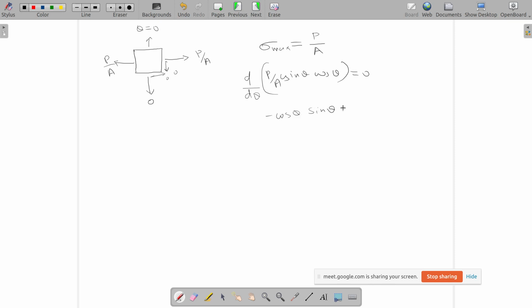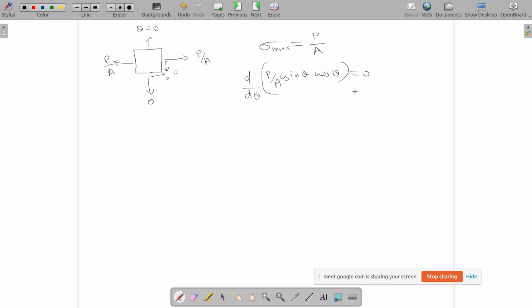There will be two terms. You don't need to find the derivative on both sides. Product rule means first, derivative of sin theta multiplied by cos theta, plus sin theta multiplied by derivative of cos theta, equal to 0. That's very straightforward.